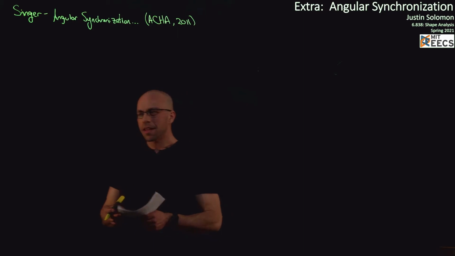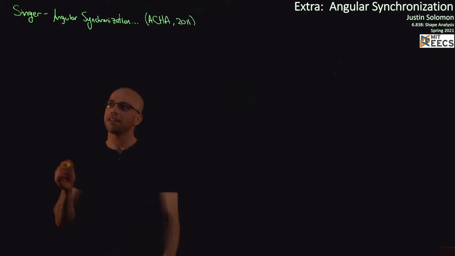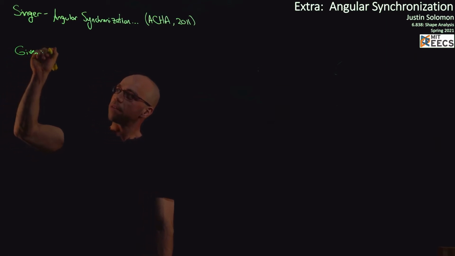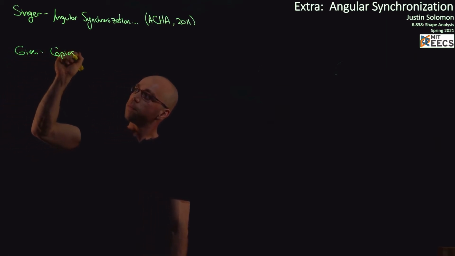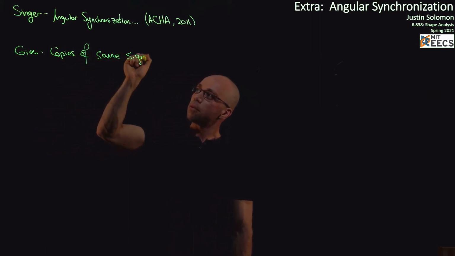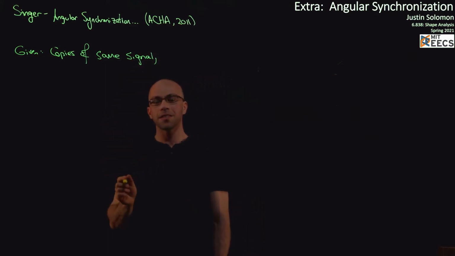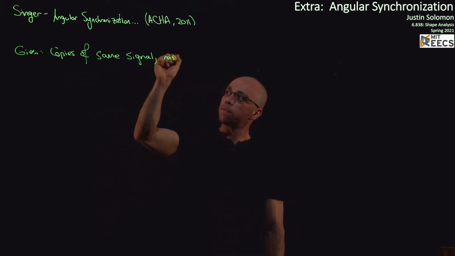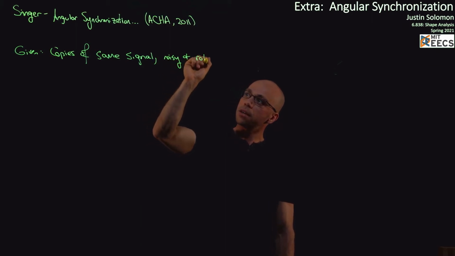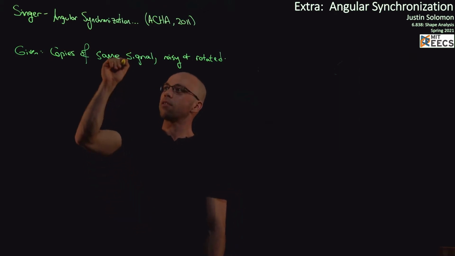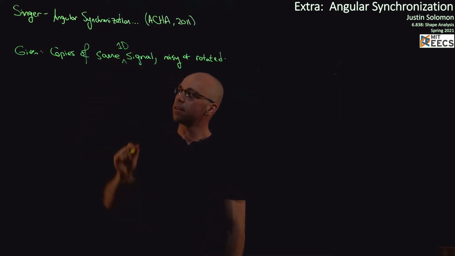So the basic setup here is that as input, we're given a bunch of different copies of the same signal. But, of course, our problem isn't that easy. We have two different things that get in the way. Each of them is quite noisy, and they're rotated. Now, specifically in the angular synchronization problem, this is going to be a one-dimensional signal.